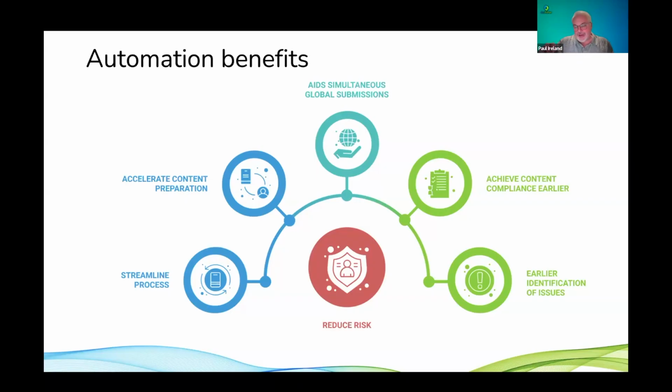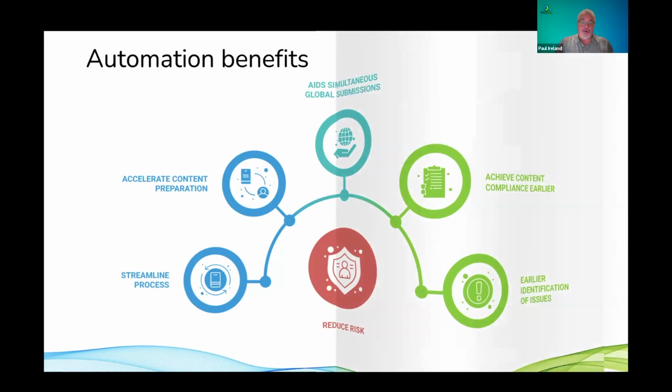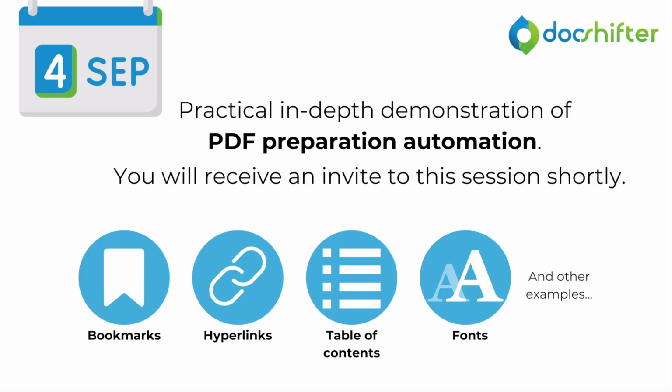And it really helps you identify issues earlier. If you can automate tasks, including the validation of the content, you can identify problems earlier on, fully automatically, and help you achieve content compliance earlier, not once it's gone through a publishing tool, but once we've gone through these automated steps as well. The whole aim ultimately is to streamline, with the ultimate aim of reducing risk of any non-compliance in your content.